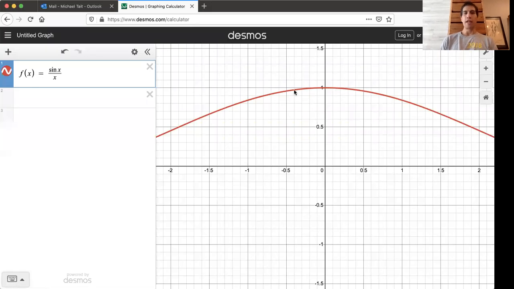Okay, so this is another video with two more examples of limits, one that does exist and one that does not exist. So the first one I want to look at is f of x is sine x over x, and I want to consider the limit as x approaches 0.